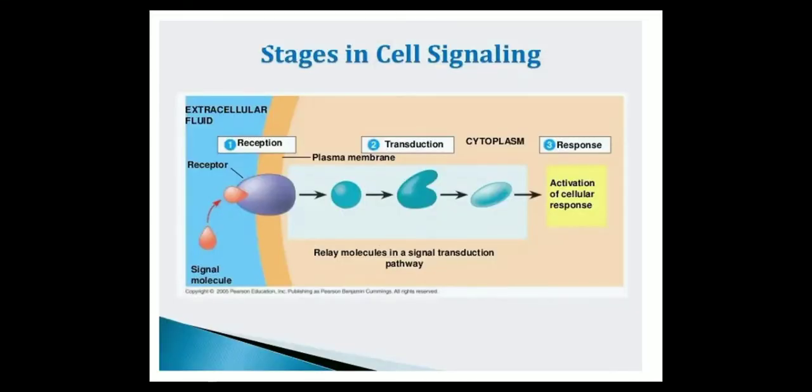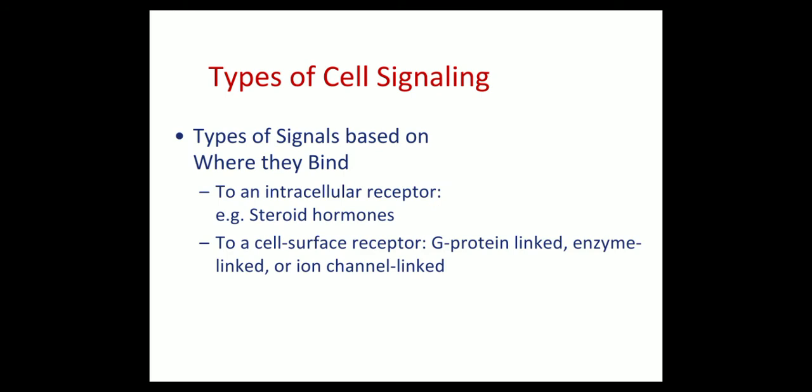Here you can see a very simple indication of cell signaling. These are the stages in cell signaling. It takes place in three phases: reception, transduction and response. The receptor on the cell surface accepts the signal molecule, and then through different downstream processes it transduces the signal, and according to that the cell responds. So this is the basic idea of cell signaling. Now let's see the types of cell signaling.